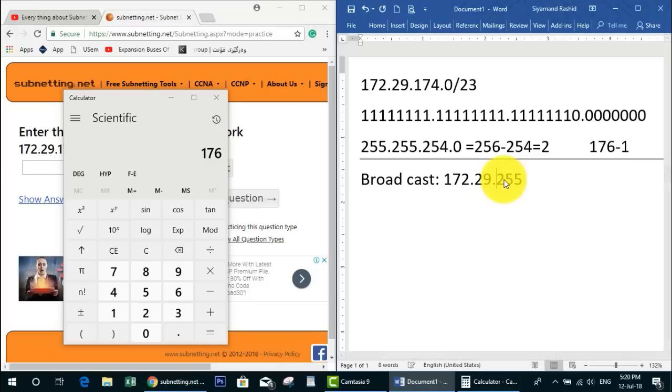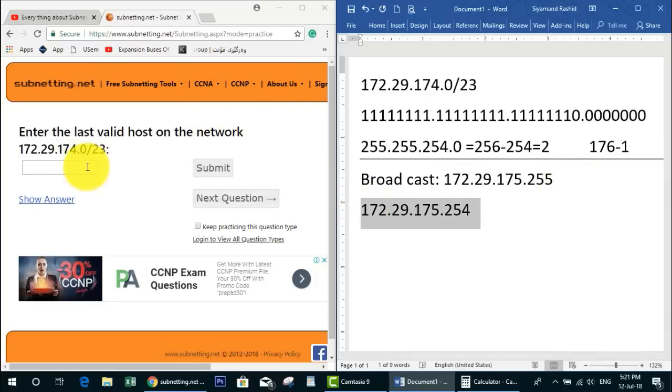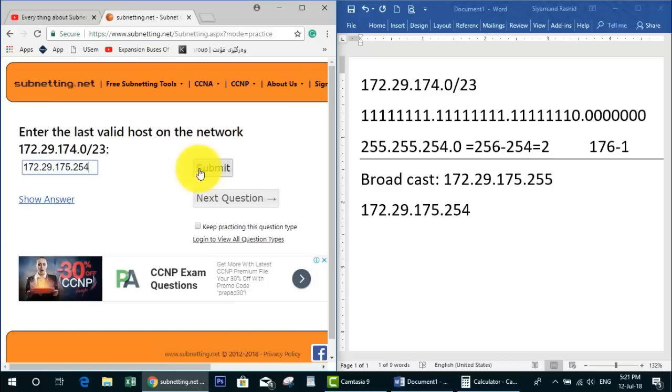Minus 1, because it is broadcast, we put it here, it will be the broadcast ID, and it asks for the last valid. We minus 1 and that will be the last IP, so 172.29.175.254 is the last valid. So let's just put it there and see if our answer is correct.